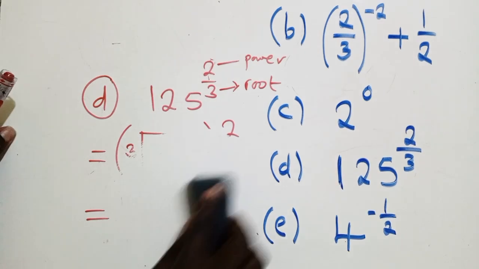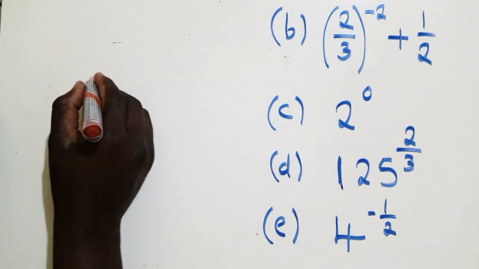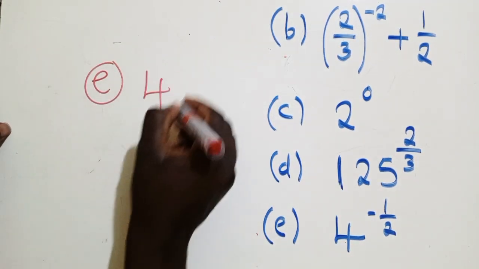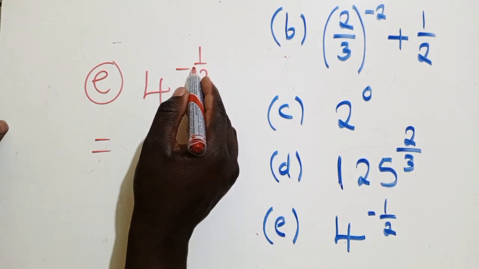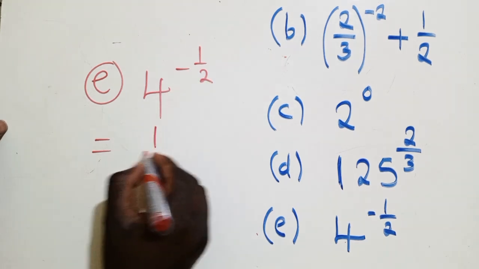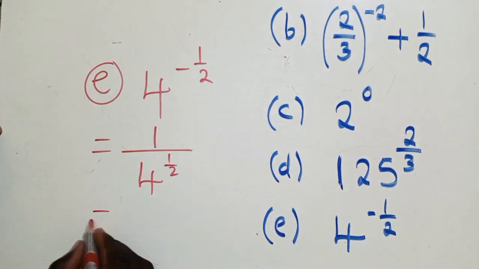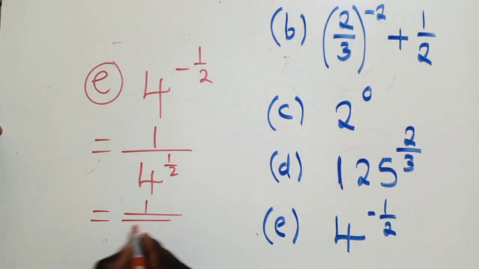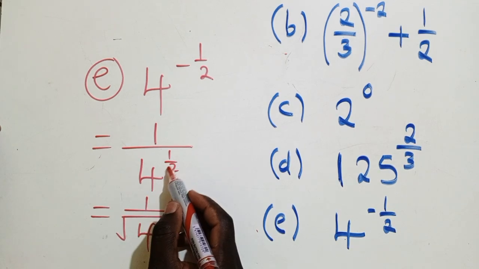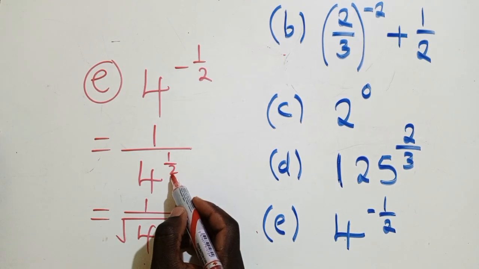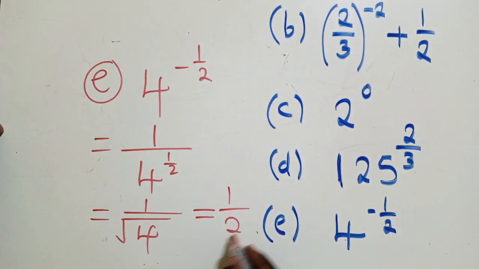Hopefully you are following what is going on right now. Let's do the last question. The last question is question E, which is 4 to the power negative 1 over 2. Using the laws of indices, when you've got a negative power, you reciprocate. We shall have 1 over 4 to the power 1 over 2. So for this one, it will be 1 over the square root of 4. We know that when you've got a fraction power, we follow the denominator. So this is a square root, which will give us 1 over 2 as our solution.